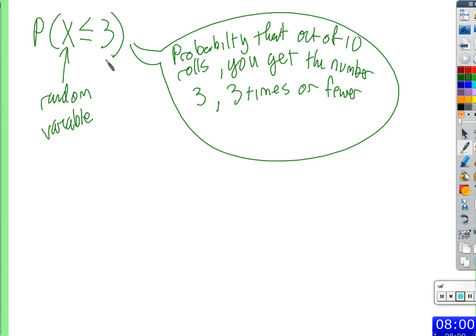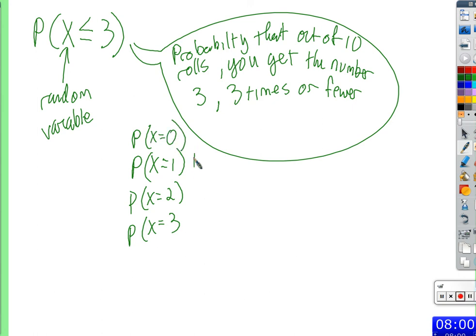What's the probability that I get 3 threes, or 2 threes, or 1 three, or no threes? Because that would be 3 or fewer. To do that, it's a little bit of work, because there's not a nice little formula to calculate 3 or fewer successes. We need to find the probability that we get one success, two successes, three successes, also the probability that we get no successes, and add them together.